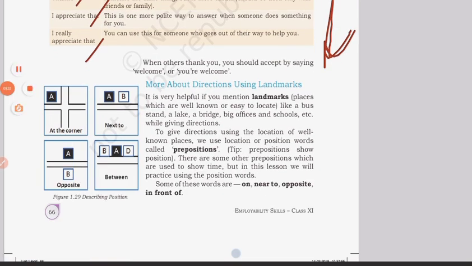So that's the end of this particular unit, which is communication is care. All the sessions are covered here. That's it.